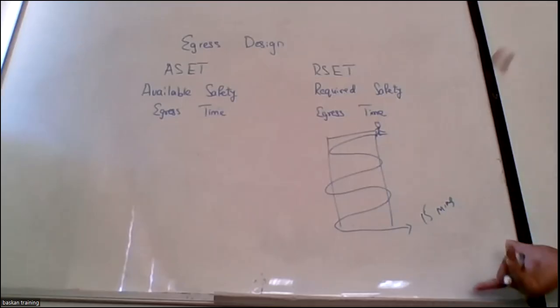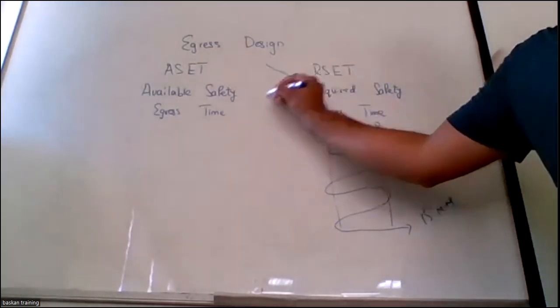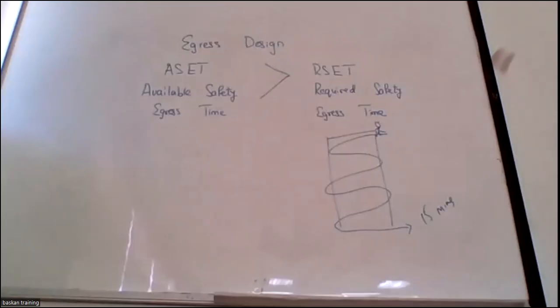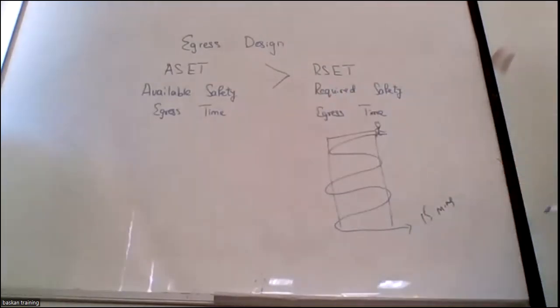Because I have to keep in parameter that there could be a delay. So if the required time is 15 minutes, of course, I will say, let's keep 20 minutes extra. There could be any type of delay, right? So in other words, the available time should always be greater than the required time, right? The available time that I have to keep for the occupants should always be greater than the required time. So that is why the A set is always greater than the R set. That is the first way of designing or understanding the egress designs.